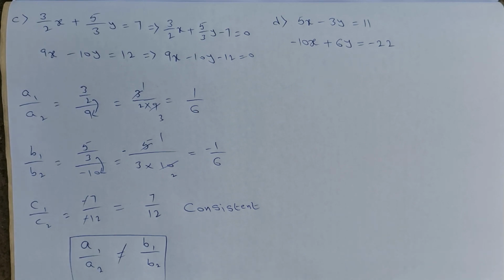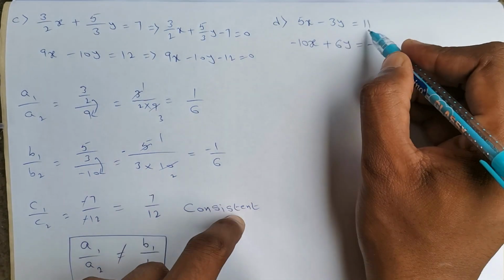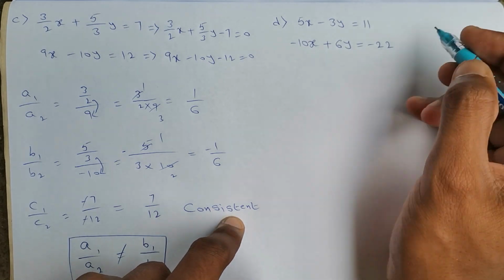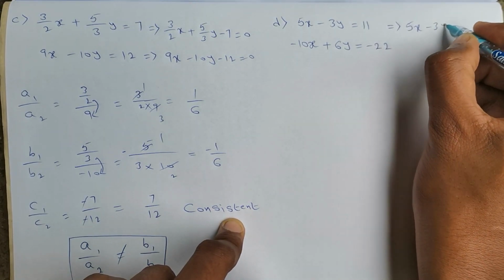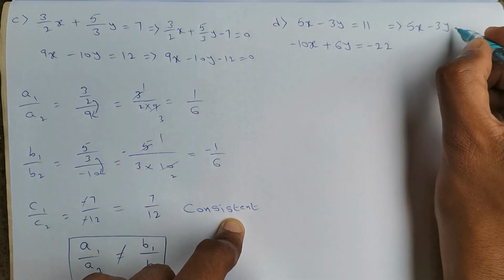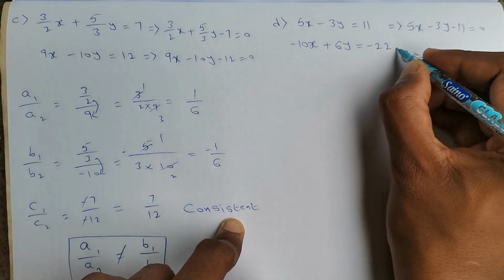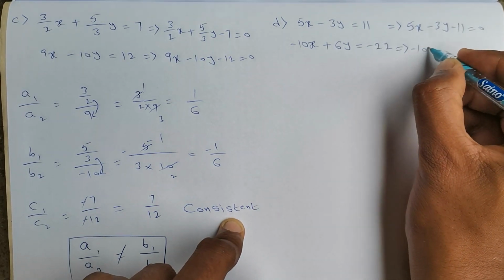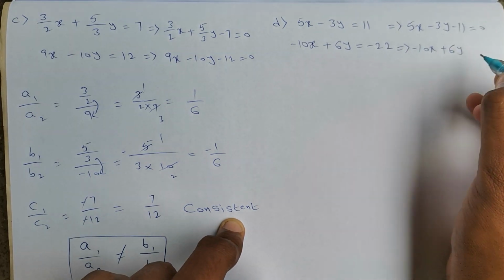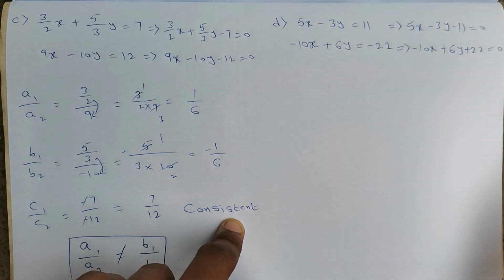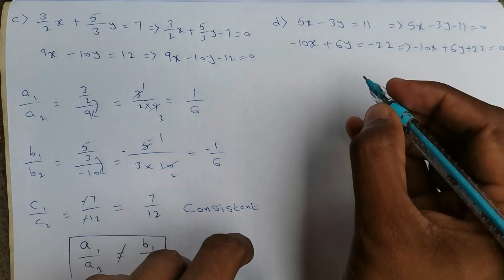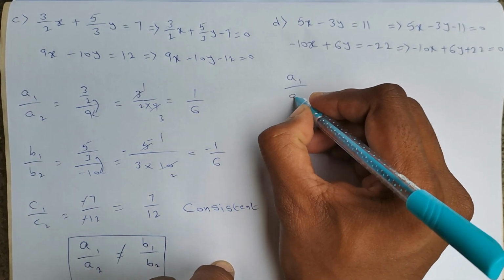Okay, let's check the next question. Here also same, this plus 11 I will take to the left side, this minus 22 I'll take to the left side. So we get 5x minus 3y plus 11, if we take to the other side it becomes minus 11 equals 0. Here also minus 10x plus 6y minus 22, if we take to the other side it becomes plus 22, which is equal to 0. So let us check the a1 by a2 value.